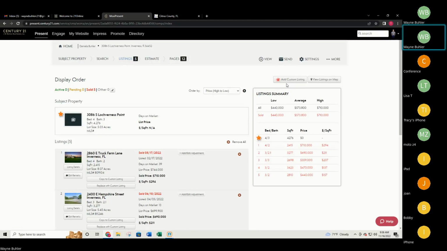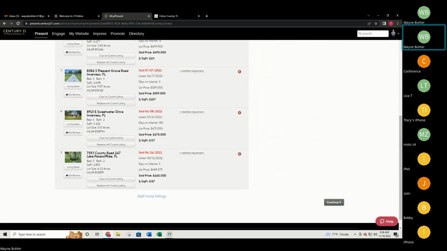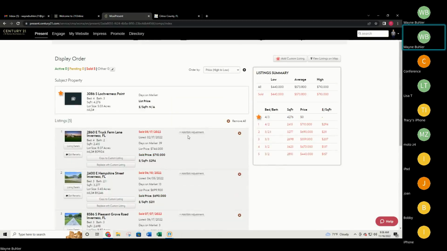So when you're here on this screen, you've got your comps picked out. I have 5 comps. And right here, there's a button that says Add Edit Adjustment. So that is ultimately where we are going to start with doing our adjustments.